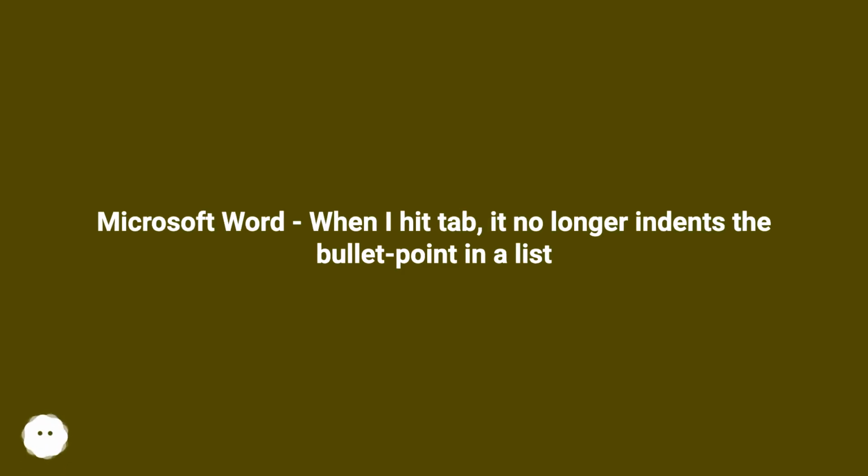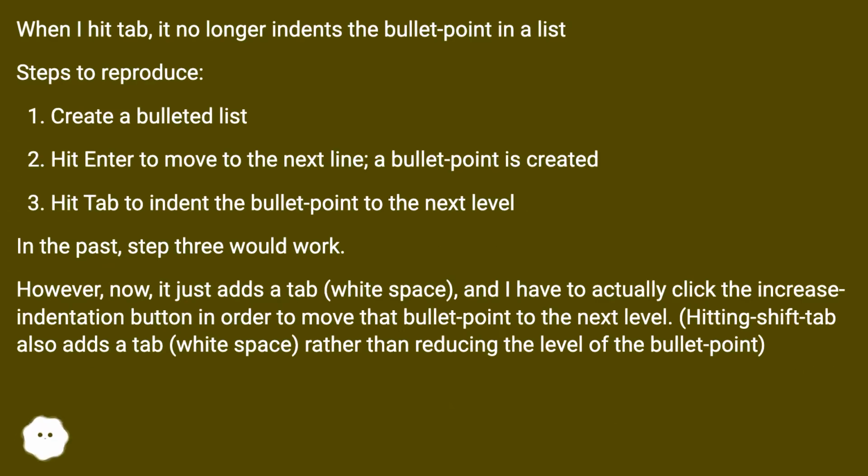In Microsoft Word, when I hit Tab, it no longer indents the bullet point in a list. Steps to reproduce: Create a bulleted list. Hit Enter to move to the next line, a bullet point is created. Hit Tab to indent the bullet point to the next level.